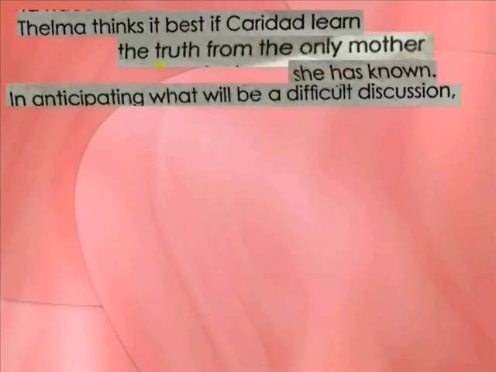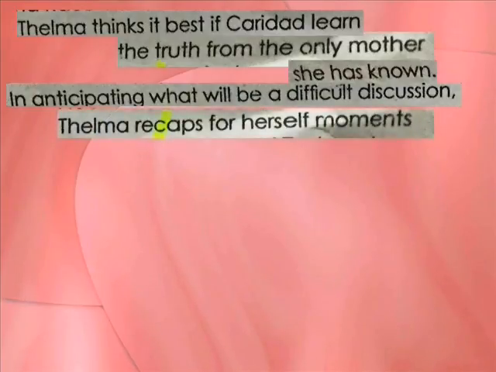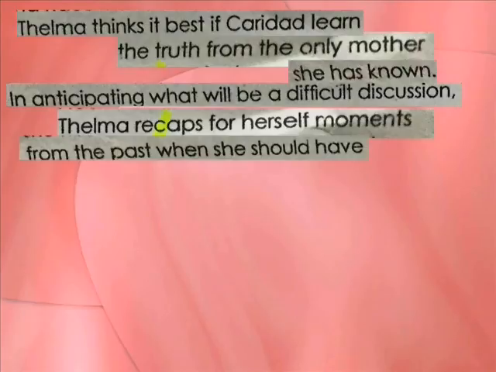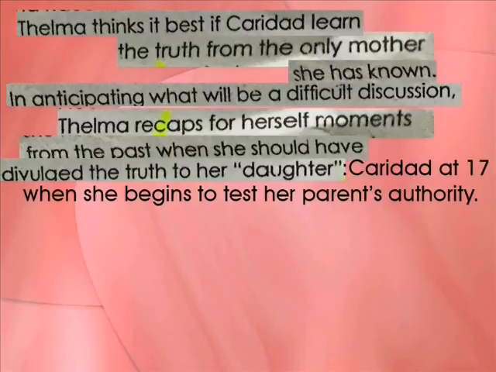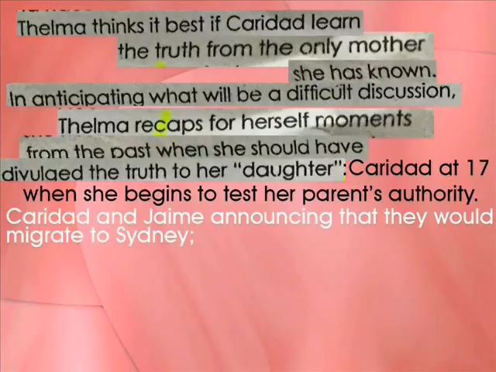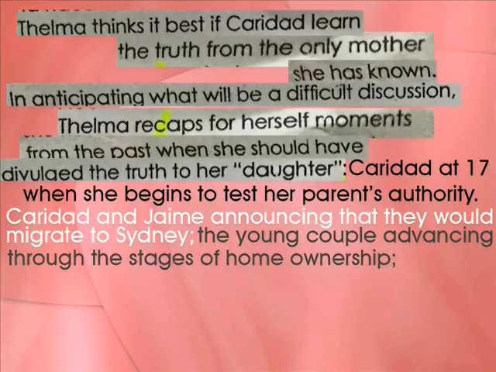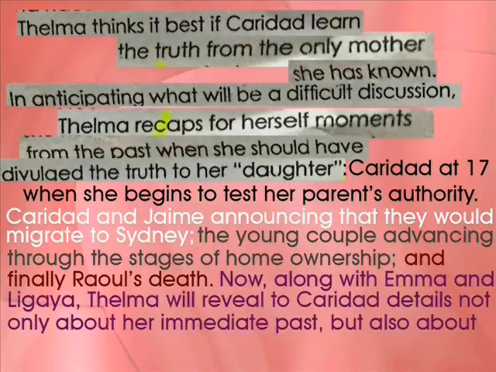In anticipating what will be a difficult discussion, Thelma recaps for herself moments from the past when she should have divulged the truth to her daughter: Caridad at 17 when she begins to test her parents' authority; Caridad and Jaime announcing that they would migrate to Sydney; the young couple advancing through the stages of home ownership; and finally, Raul's death.